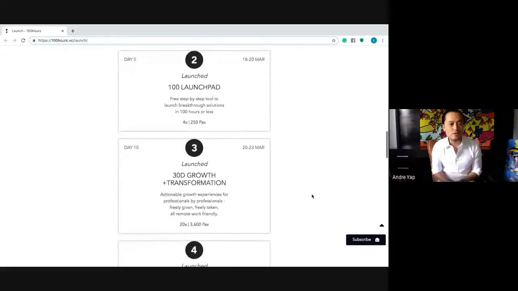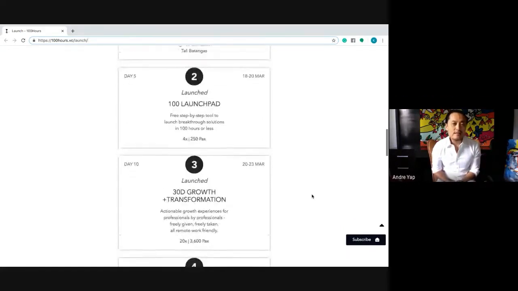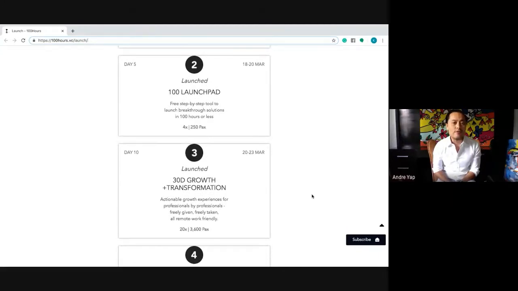So milestone number 2, by day 5. Take note, milestone number 1 when we started was a Friday. So by day 5, which included Saturday and Sunday, the team worked tirelessly in order to launch the application that you are looking at and we will use right now. So we launched our Launchpad. It's a free step-by-step tool to launch breakthrough solutions in 100 hours or less. This is the 4th session, and we have touched people 450 times since the time we launched.